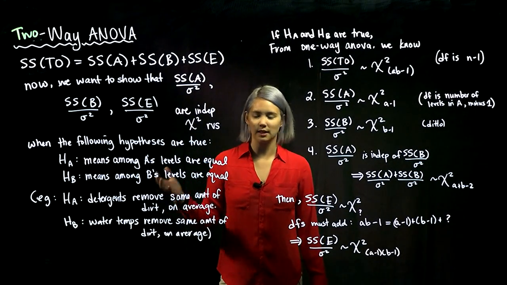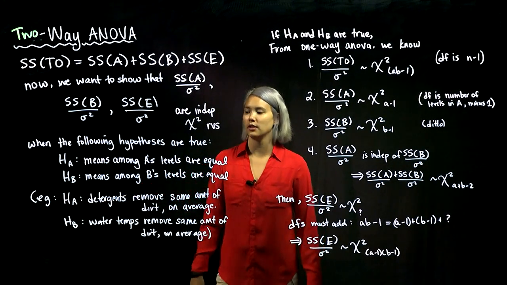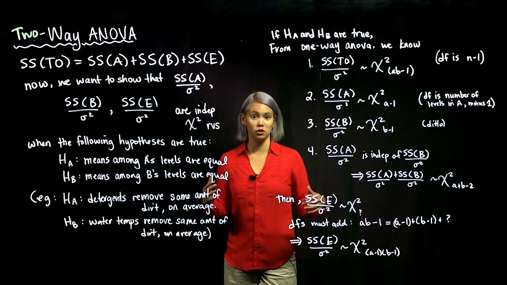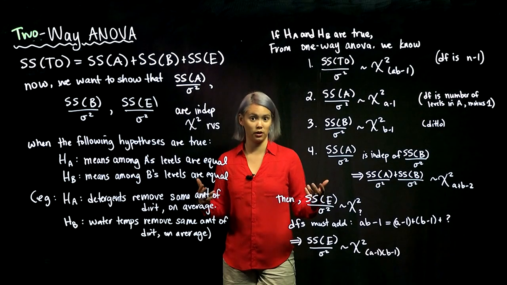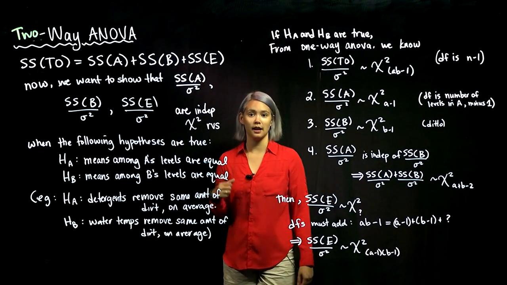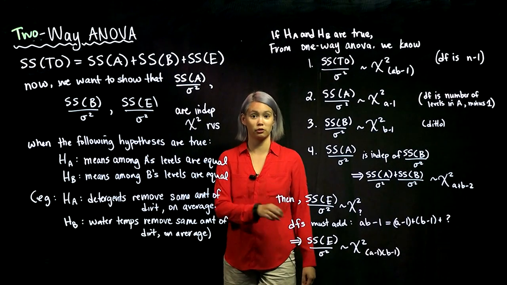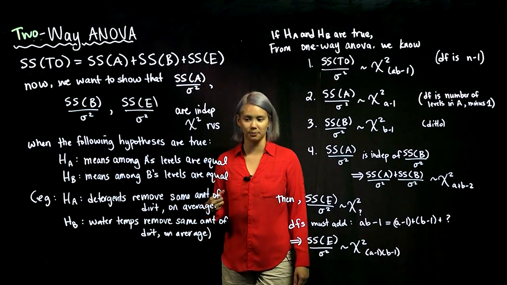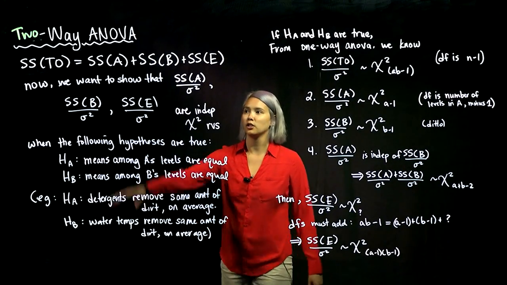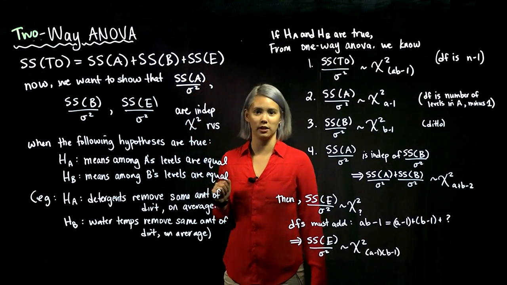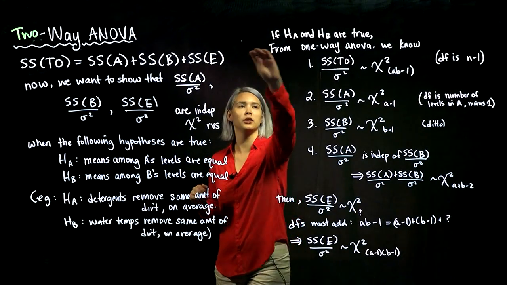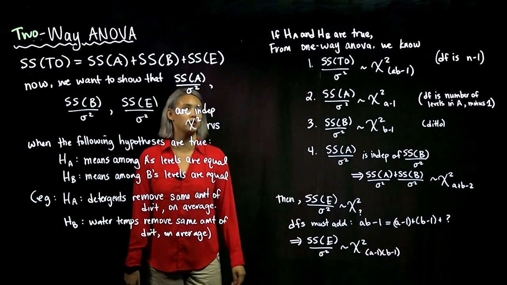So if we want to think of an example, then the null hypothesis for A might be saying like the different detergents remove an equal amount of dirt on average. And then the null hypothesis for B would be saying that the different water temperatures remove an equal amount of dirt on average. All right, so those are the hypotheses we're going to work under to show that these different components are chi-squared distributed. All right, so let's go ahead and start from there. We'll assume that HA and HB are true.